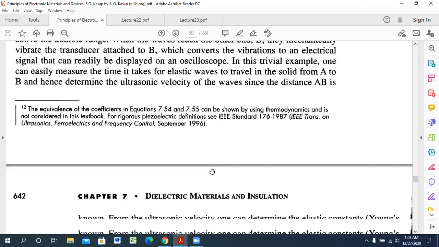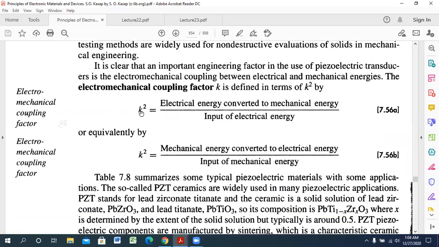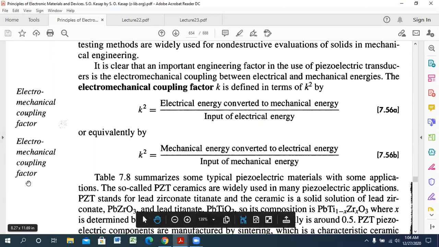So that is the electromechanical coupling factor K: the electrical energy converted to mechanical energy divided by the input electrical energy. Or in the reverse way, it is the mechanical energy converted to electrical energy divided by the input mechanical energy. Both are known as the electromechanical coupling factor.